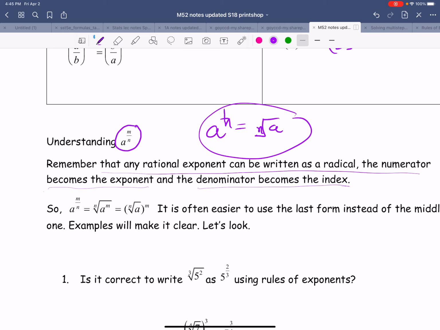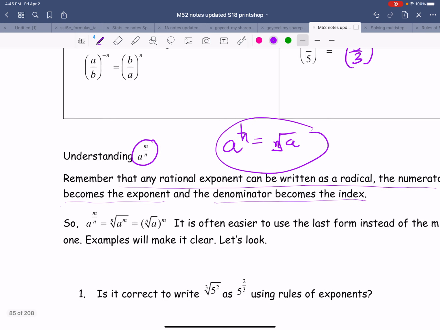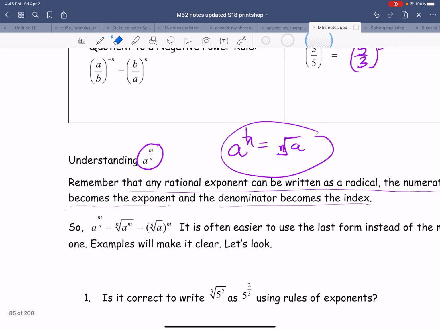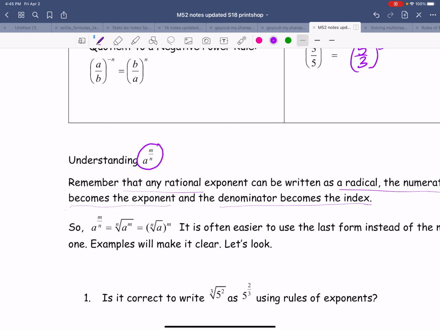Both m and n are integers. So we can have integer m, integer n, and we can still express it as a radical. So here, a to the power m over n, we can express it in two different ways. Let's check it out. A to the power m over n. Keep in mind the numerator of the fraction will become your exponent. The denominator of the fraction will become your index. So a to the power m over n.